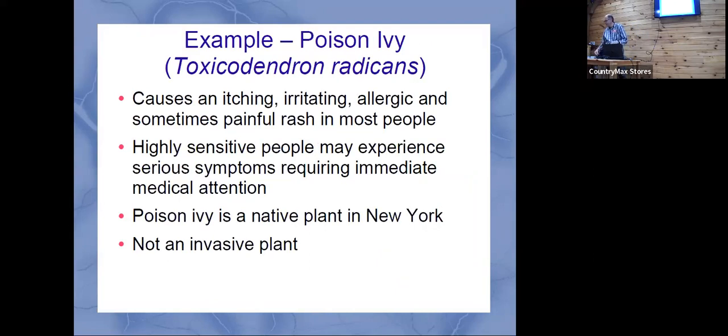Let's try a different one. Let's try poison ivy. Poison ivy, of course, causes an itching, irritating rash if you touch it. I know from personal experience, and many of you probably do as well. Highly sensitive people can get serious symptoms that might even require medical attention. So it clearly causes harm, but it's a native plant in New York. As soon as I say it's native, we can't use the invasive word. We can use all the profanity that we know, and we can call it bad things, but we can't call it invasive.